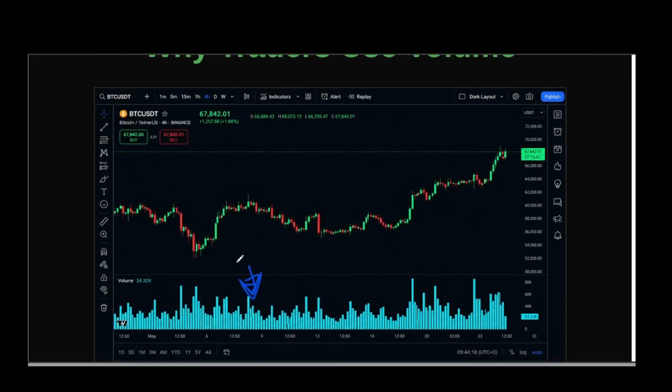So what volume does here is, you see a few volumes like these, where the candles are much bigger compared to the rest of the candles. This means that here the amount of money in the market, either in the buy or sell direction, is more.